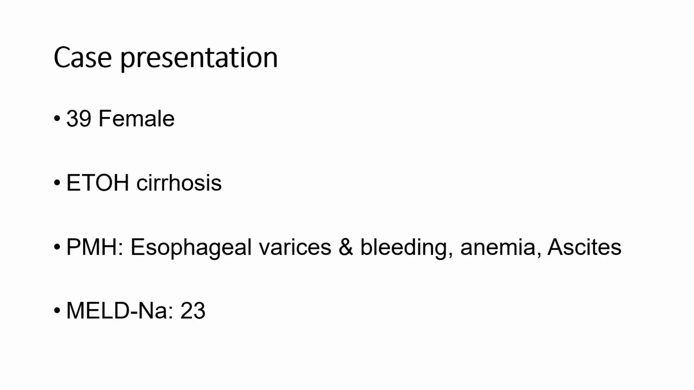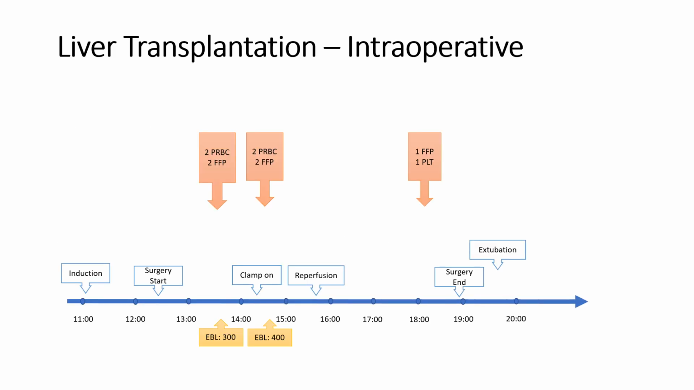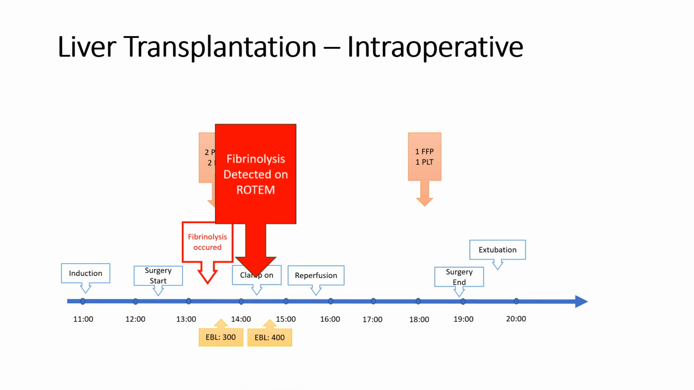So the first case is a 39-year-old female with alcohol-related cirrhosis. She had a past medical history of esophageal varices and bleeding, anemia, and ascites, and the MELD score was 23. This is the course of the liver transplantation. The surgical start time was 12:30. Fibrinolysis occurred in the patient at about 1:30, and we recognized that on the ROTEM at about 2:30. So there's a 1 hour delay because it takes about 60 minutes until the test is completed on the ROTEM.